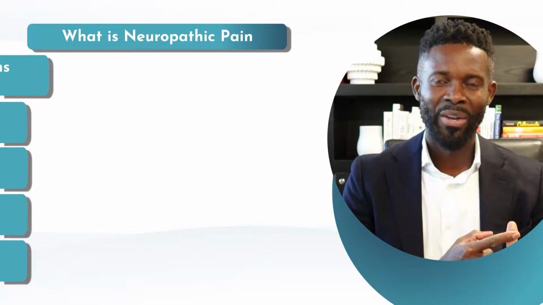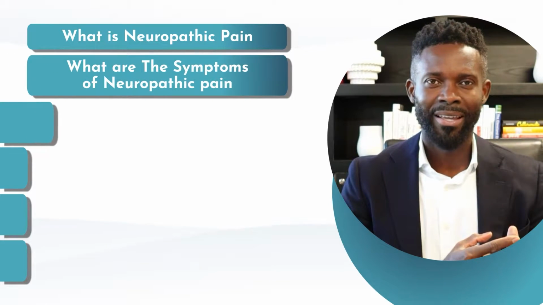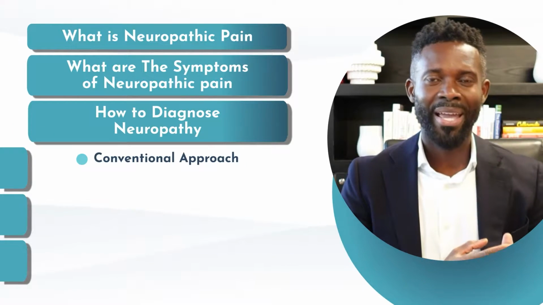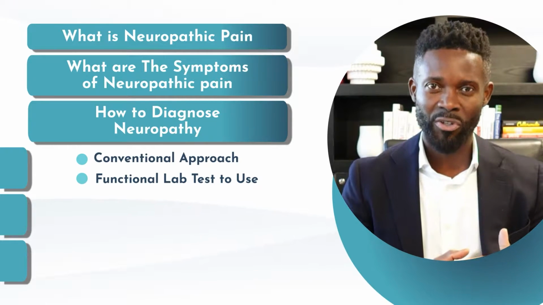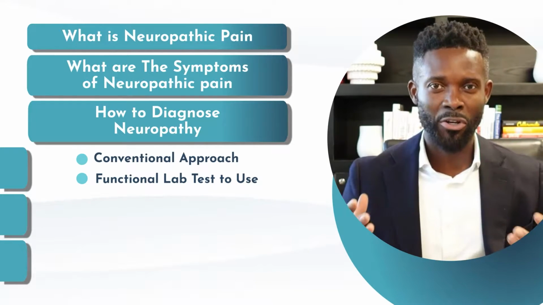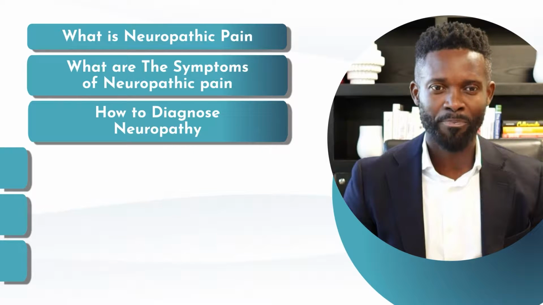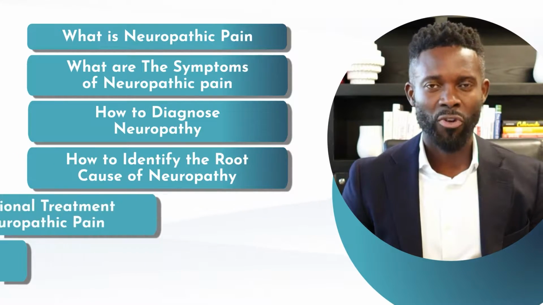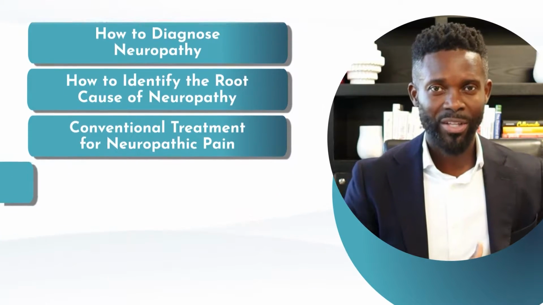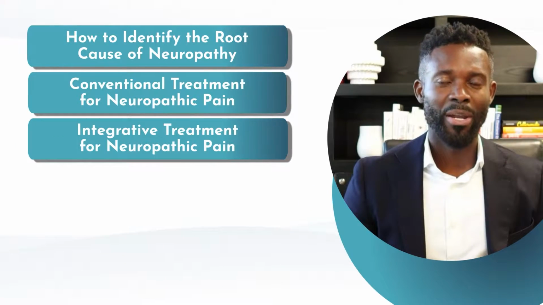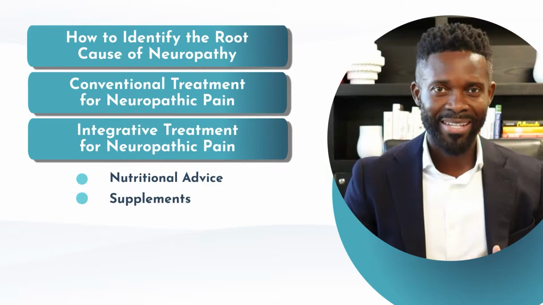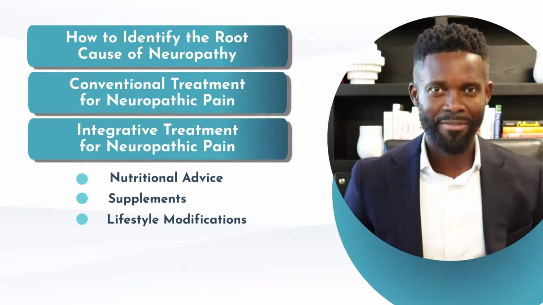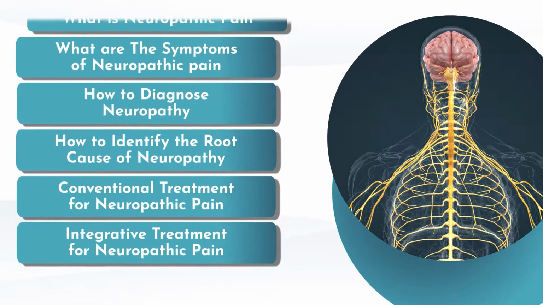All right, so what are we going to be talking about today? This is our outline. First, we're going to define what neuropathic pain is, what are the symptoms of neuropathic pain, how to diagnose it from a conventional standpoint as well as a functional standpoint with specific labs that you can do to understand the root cause of the problem, how to identify the root cause of neuropathy, and look at treatment specifically from a conventional standpoint as well as integrative standpoint, talking about nutrition, diet, supplement, and of course, lifestyle modification.